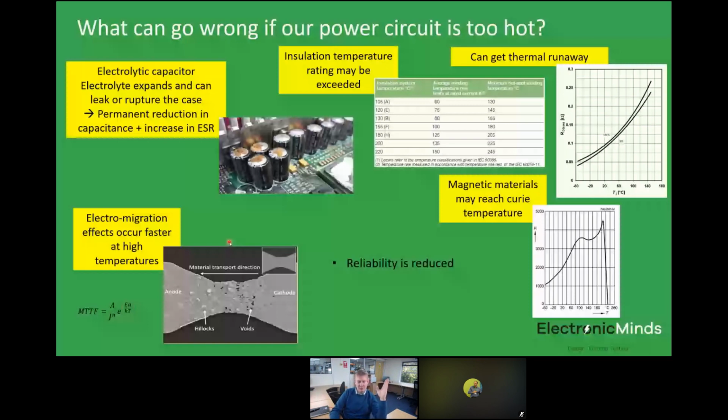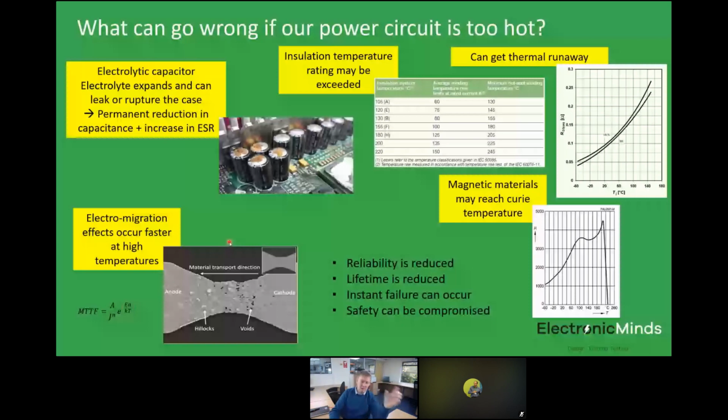So high temperature has a massive impact on reliability, and we have a dedicated webinar on reliability coming up. But reliability is impacted negatively at high temperature. Lifetime is significantly reduced. You can, in some cases, get instant failure due to that thermal runaway situation, or maybe an electrolytic capacitor rupturing. And you could get safety being compromised. So high operating temperatures are bad for power electronics.